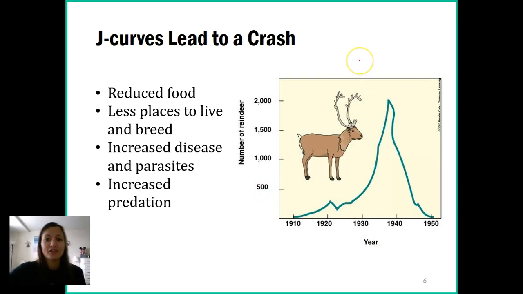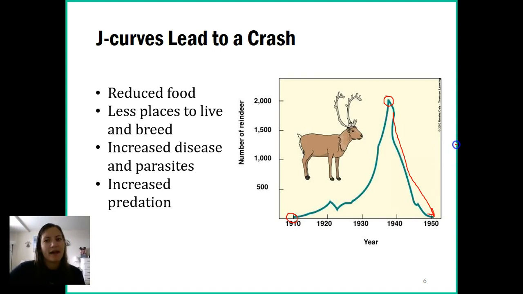This is another example. This is looking at reindeer on an island off of Canada. They were actually introduced to the island in 1910 as a food source for a military base that was situated on that island. And you can see that these reindeer exploded in population. There were no natural predators on the island other than the humans that were shooting them for meat. And eventually they crashed. This was probably the point where they had eaten all the vegetation on the island. And they crashed so much that their population completely sank, and it actually went extinct on the island.